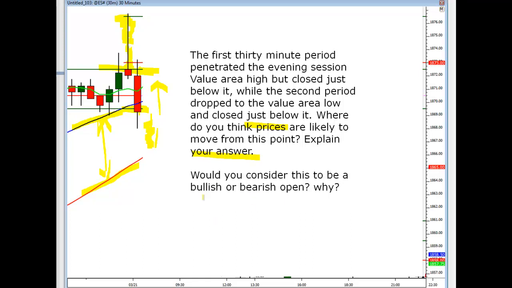Would you consider this to be a bullish or bearish open? Well, it definitely is a bearish open, but just because we have a bearish open does not mean we're going to have a bearish day, because of the momentum as I described, and because of the overall parameters that are going on in the market when that occurs.